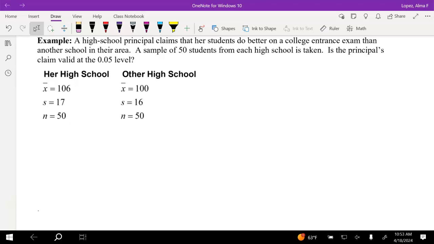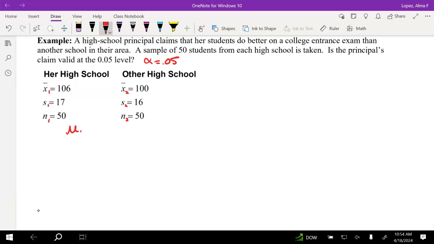A high school principal claims that her students do better on a college entrance exam than any other school in their area. A sample of 50 students from each high school is taken. Is the principal's claim valid at a .05 level? So right now I know that alpha is .05. I also know that her students were mentioned first, so that is sample 1. That makes the other school sample 2.